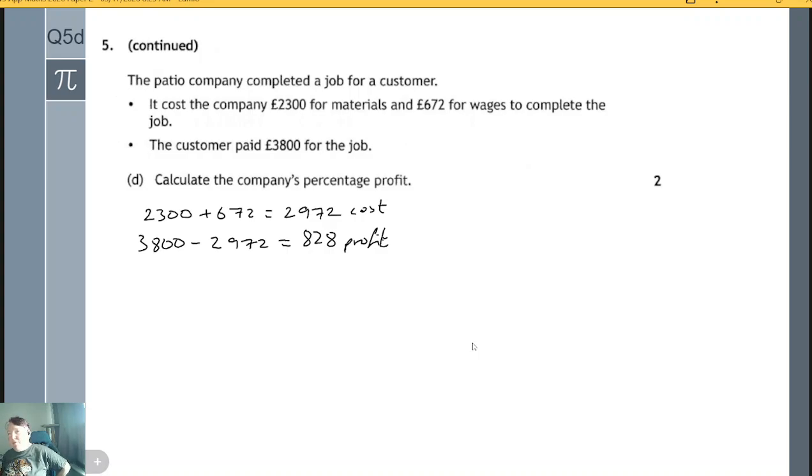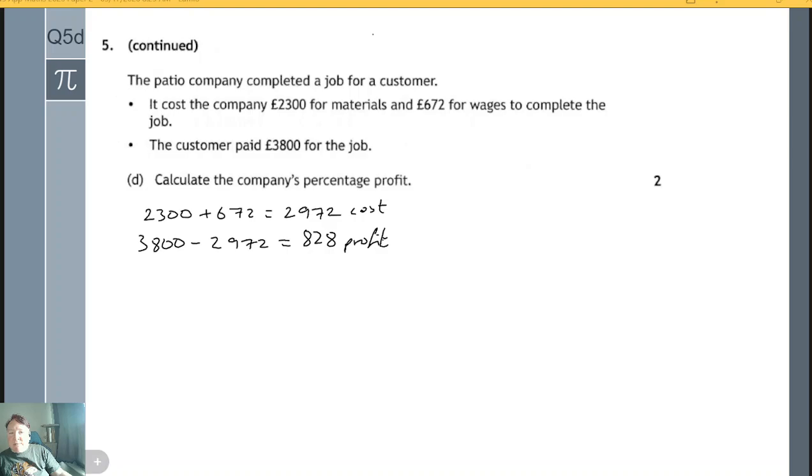Calculate the company's percentage profit. Now, my neurodivergent brain is reading that and saying, okay, so what are we running the profit against here? What the customer paid? What the cost was to the company? I believe what the Qualification Scotland were trying to ask was the profit to be compared with the cost the customer paid, but I'm not sure, and that's why I hate the wording on some of these questions. So that's what I'm going to work it out as. What is the percentage profit of 828 compared with the 3,800?